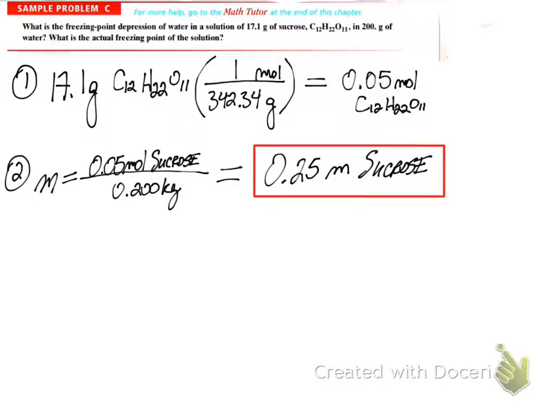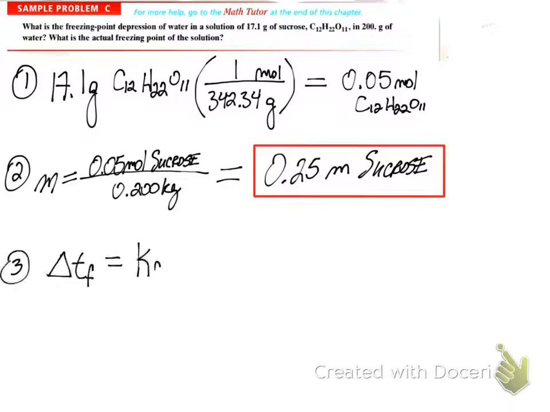In this case, we're given, as you can see here, 200 grams of our solvent. So we've got to convert that. I did not show that, but 200 grams is equivalent to 0.2 kilograms. And when I divide the number of moles of the sucrose, 0.05, that we computed in step 1, by 0.2 kilograms, we get a 0.25 molal solution of sucrose in water. So we have a 0.25 molal solution, again, of sucrose in water.